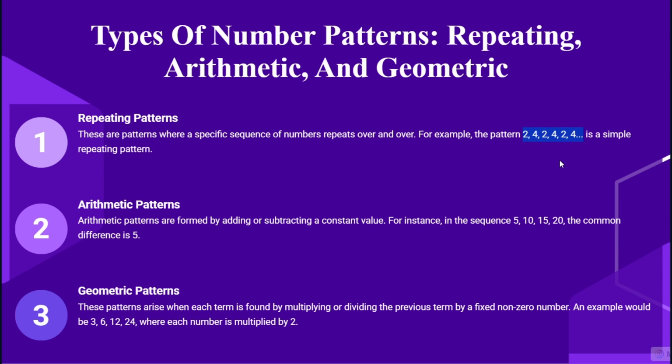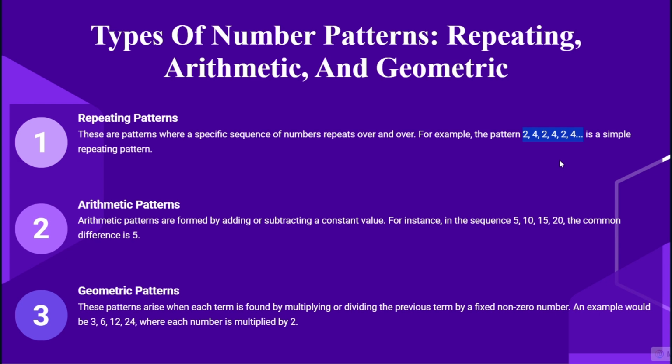Now let's move on to arithmetic patterns. Arithmetic patterns are formed by adding or subtracting a constant value. If we go through this sequence, 5, 10, 15, 20, the common difference is 5, right? Because if we take the first term, a 5 is added to create the second term. To create the third term, a 5 is added to the second term. To create the fourth term, a 5 is added to the third term.